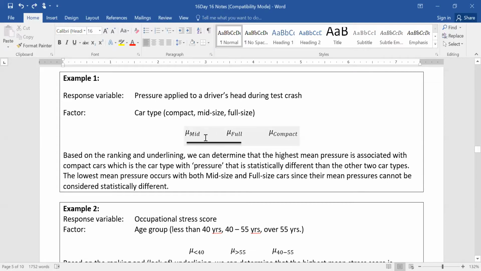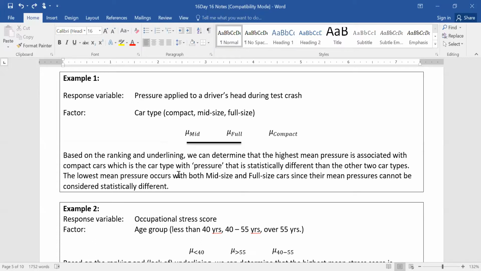Now we're going to start adding the underlining, okay? So what this underlining means here is that when we ran our test and we ran the Tukeys, which we haven't learned how to do quite yet, I'm just showing you the conclusion, that the midsize and the full size were statistically the same, meaning that these two were not different enough from each other to say that they're different. But the compact is different. So down here, my conclusion, I don't even know what the question asked, but I'm just giving you ideas and examples of what the conclusions might look like.